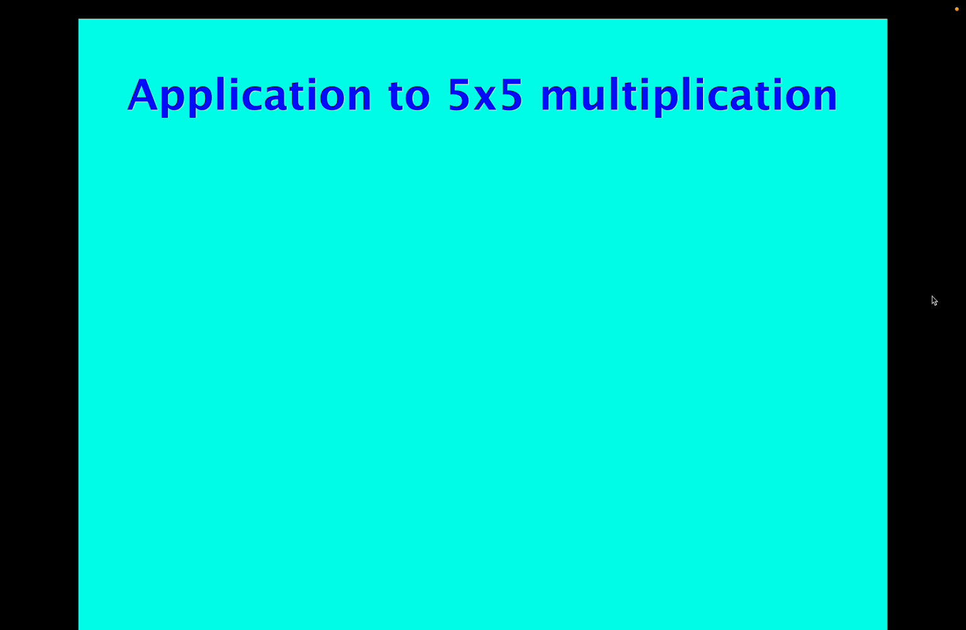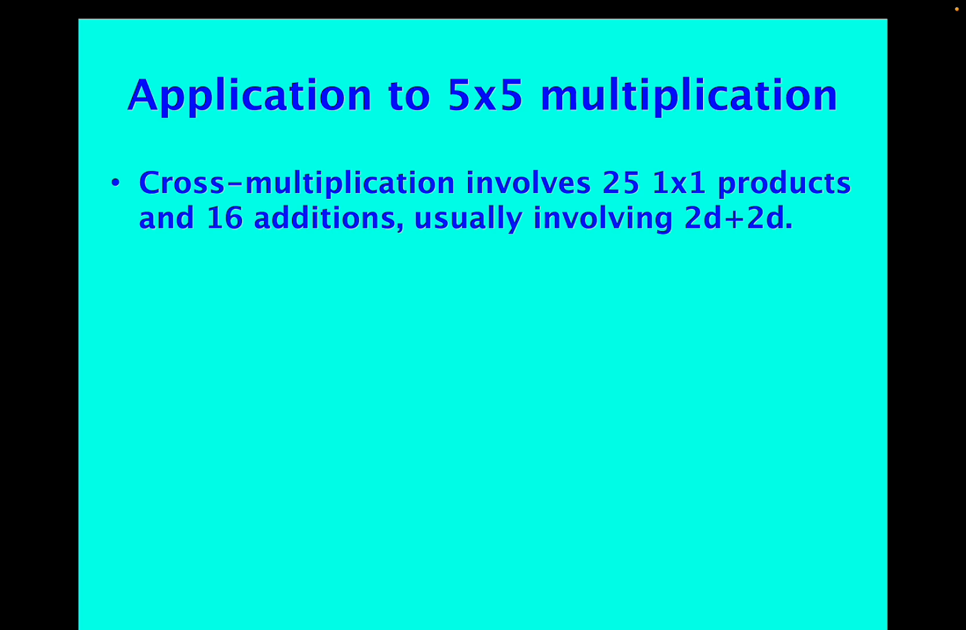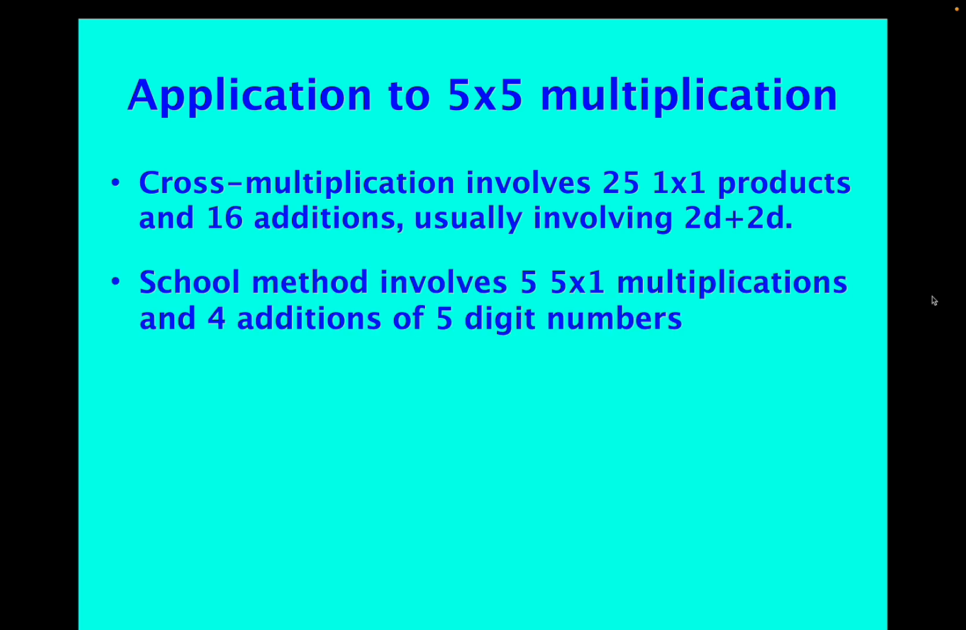Okay, so I'm going to take a look at how the different approaches result in deconstructing a 5 by 5 question. If you're doing cross multiplication, you're going to end up with 25 1 by 1 multiplications and 16 additions. They're usually going to be 2 digit by 2 digit. On occasion, you could end up into the over 100, and often regularly they will be a single digit. But so 25 1 by 1 multiplications, 16 additions. When you're doing school method, you are only deconstructing one of the numbers, and the result is 5 5 by 1 multiplications and 4 additions of 5-digit numbers.